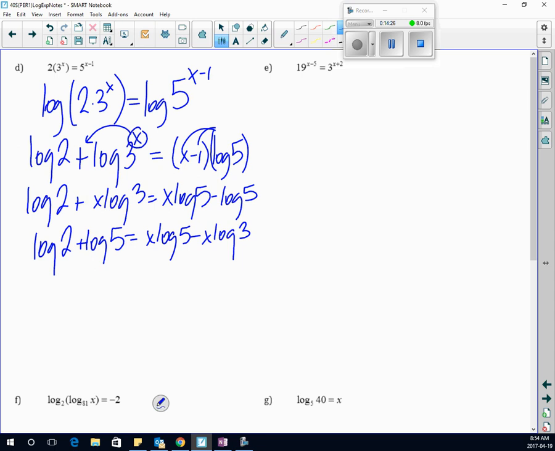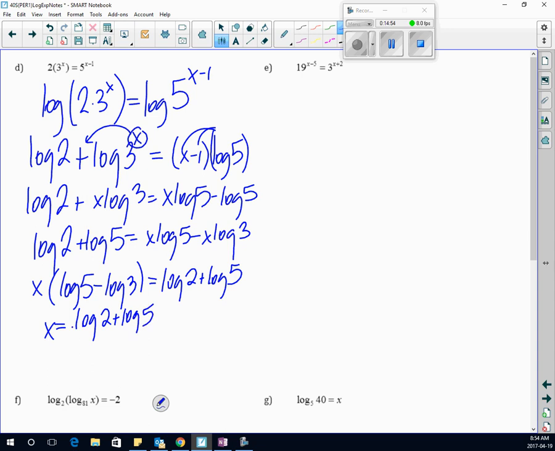Yes? Now what? Factor out the x. It's the same thing over and over again. X bracket log 5 minus log 3 equals log 2 plus log 5. Some people don't show that step and they go direct to the divide, and that's absolutely fine. X equals log of 2 plus log of 5 all divided by log of 5 minus log of 3.